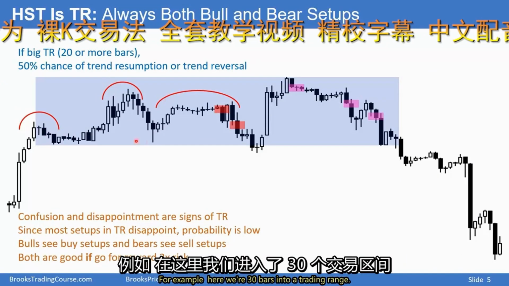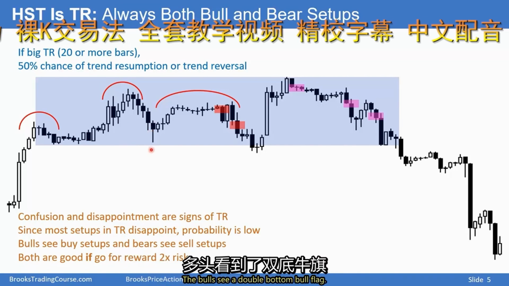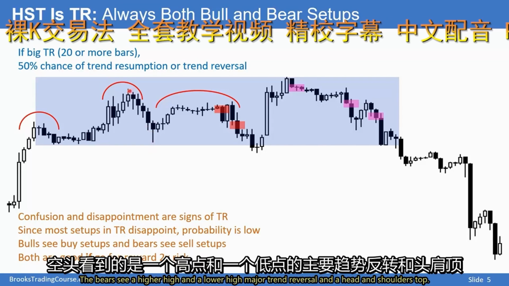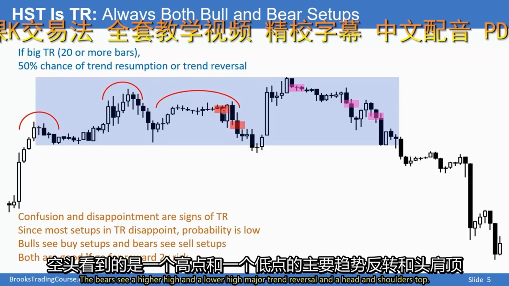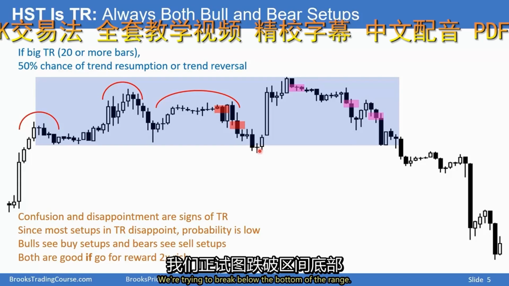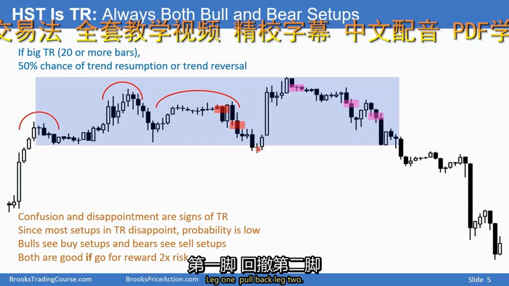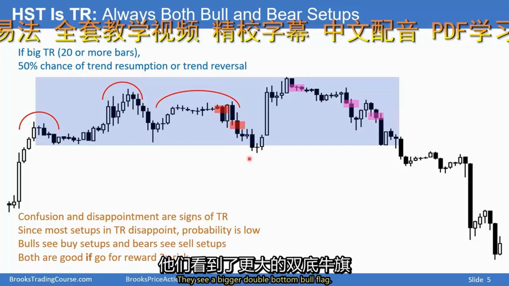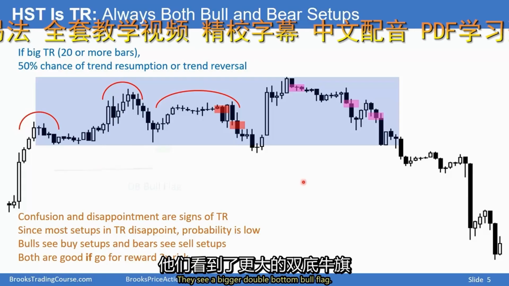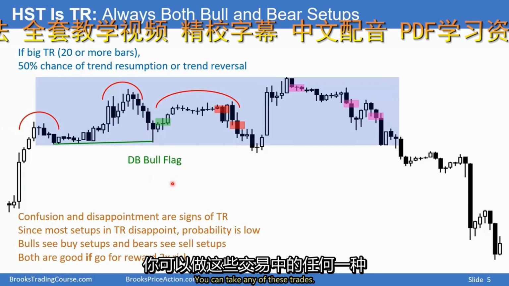For example, here we're 30 bars into a trading range. The bulls see a double bottom bull flag. The bears see a higher high and a lower high major trend reversal and a head and shoulders top. We're trying to break below the bottom of the range. The bulls see a big high 2, leg 1, pull back leg 2. They see a double bottom bull flag. They see a bigger double bottom bull flag. Double bottom bull flag.